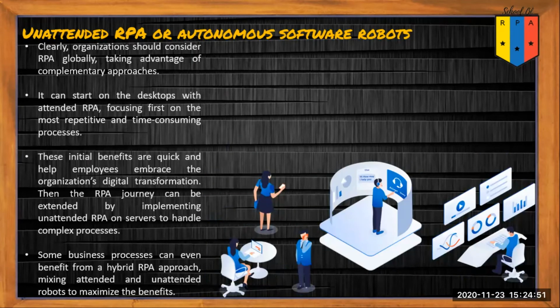Clearly, organizations should consider RPA globally, taking advantage of complementary approaches. It can start on desktop with attended RPA, focusing first on the most repetitive and time-consuming processes. These initial benefits are quick and help employees embrace organizational digital transformation. Then the RPA journey can be extended by implementing unattended RPA on servers to handle complex processes. Some business processes can even benefit from a hybrid RPA approach, mixing attended and unattended robots to maximize the benefits.